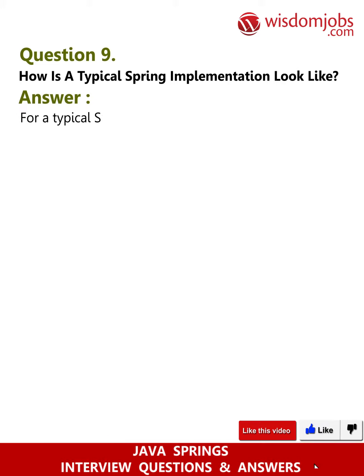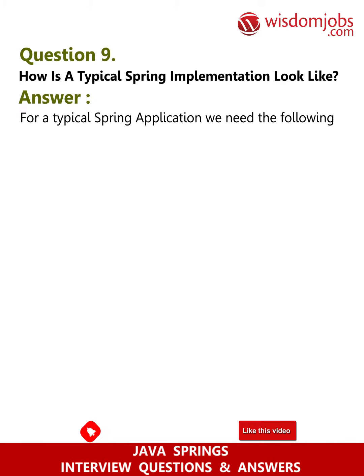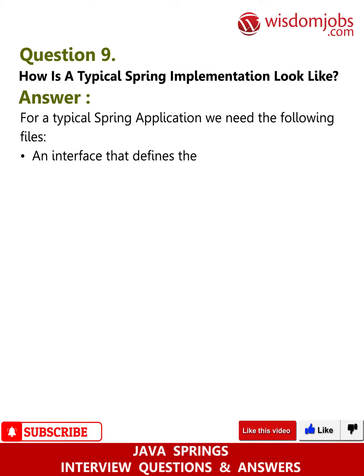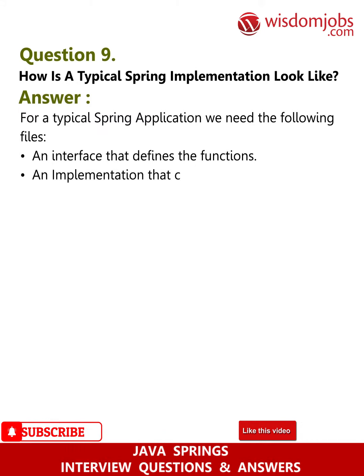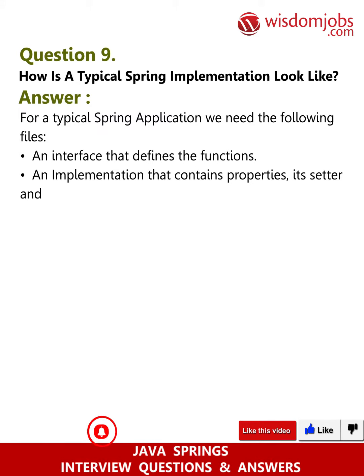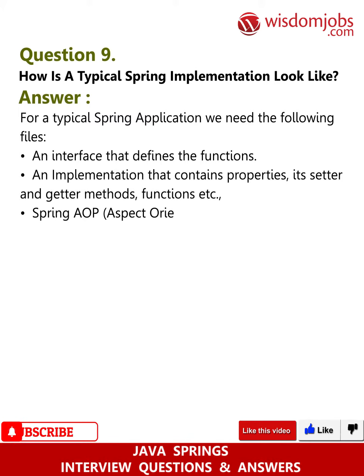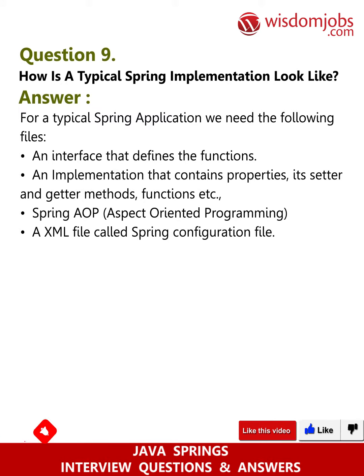Answer. For a typical Spring application we need the following files: an interface that defines the functions, an implementation that contains properties, its setter and getter methods, functions, etc., Spring AOP, aspect-oriented programming, an XML file called Spring configuration file, and a client program that uses the function.